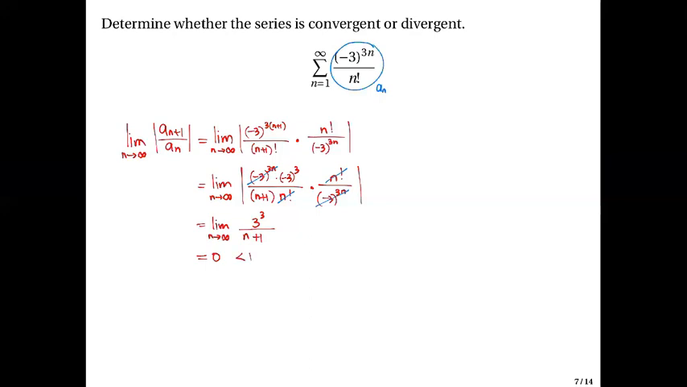Therefore, by ratio test, the series negative 3 raised to 3n divided by n factorial and from 1 up to plus infinity is absolutely convergent. So absolutely convergent.